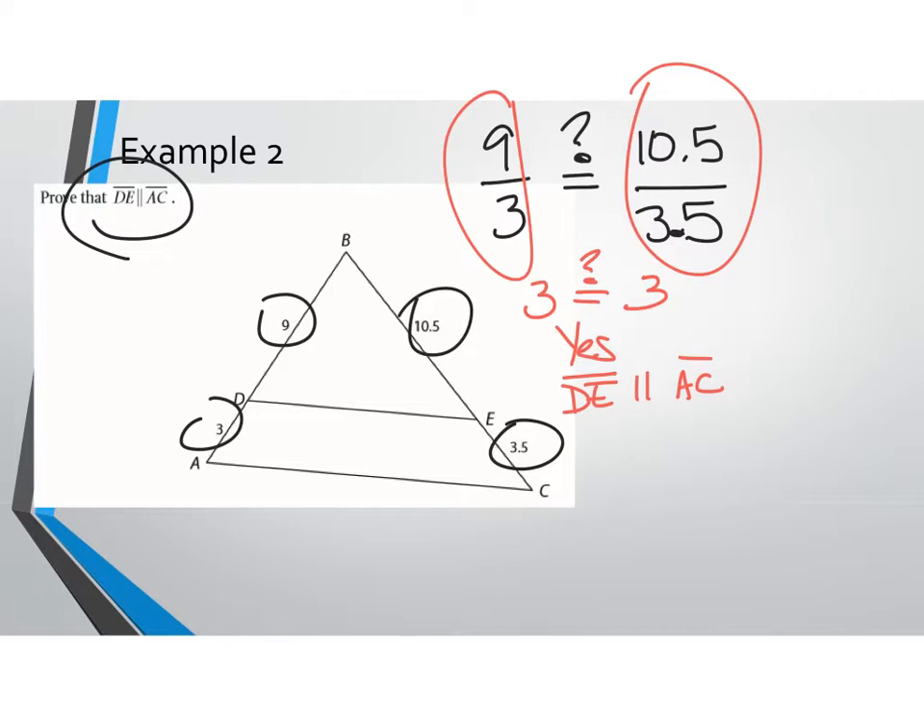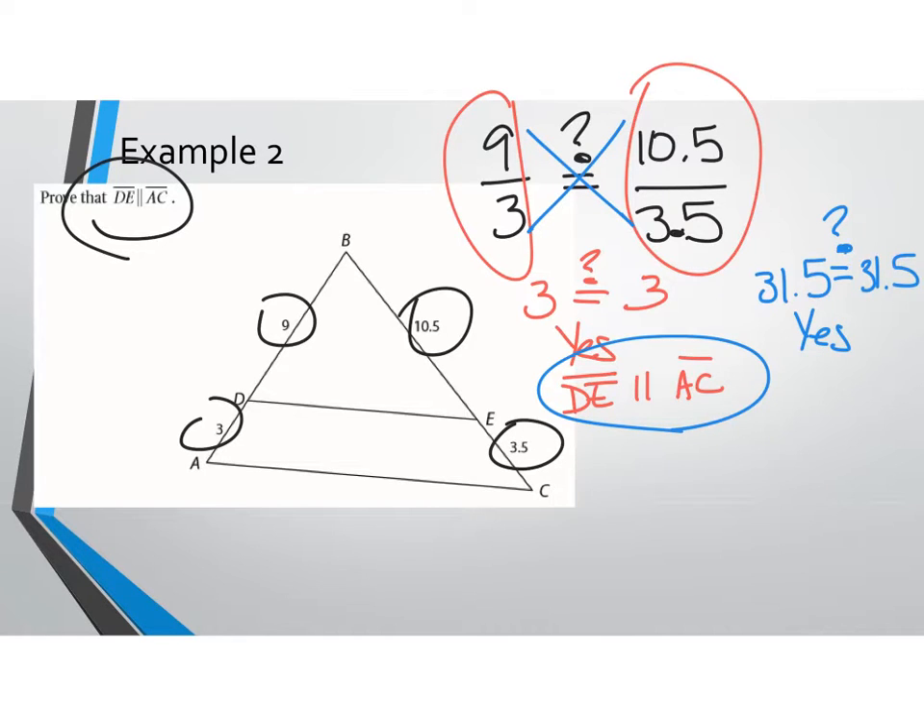so you say the line segments are definitely parallel because it fit the triangle proportionality theorem. The other way to prove that would be to set up the cross products and show that those are definitely equal numbers. 9 times 3.5 is 31.5. 3 times 10.5 is also 31.5. You're asking yourself, is that equal to each other? Once again, you'd say yes. So that makes the line segments parallel.